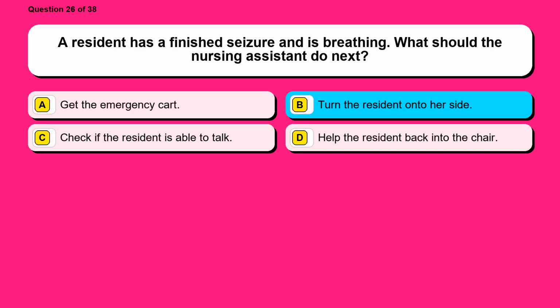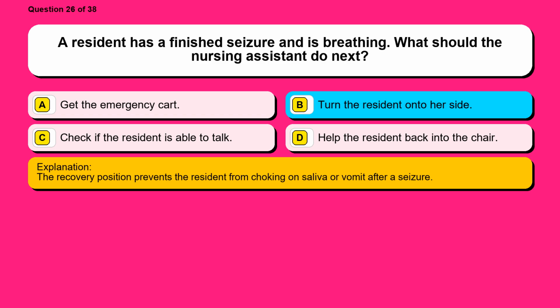The correct answer is option B. Turn the resident onto her side. The recovery position prevents the resident from choking on saliva or vomit after a seizure.